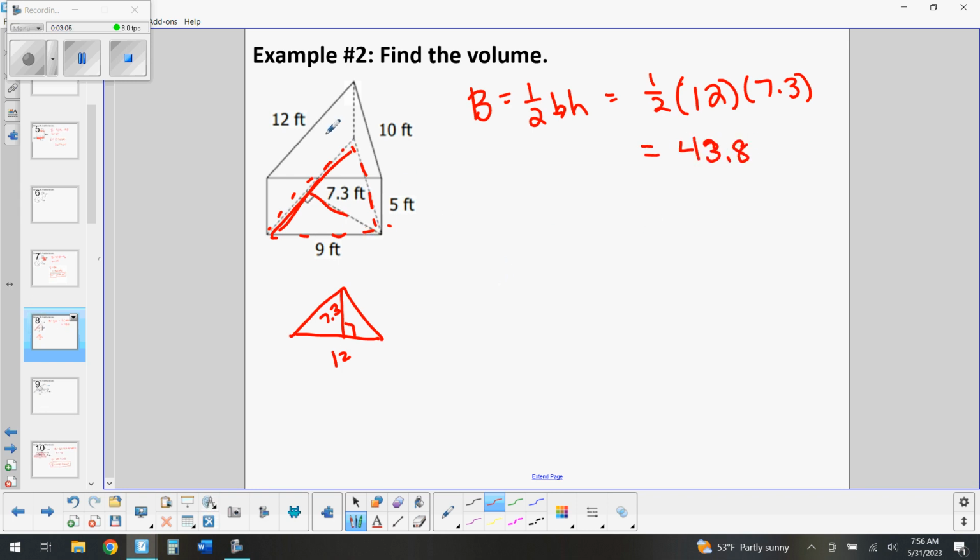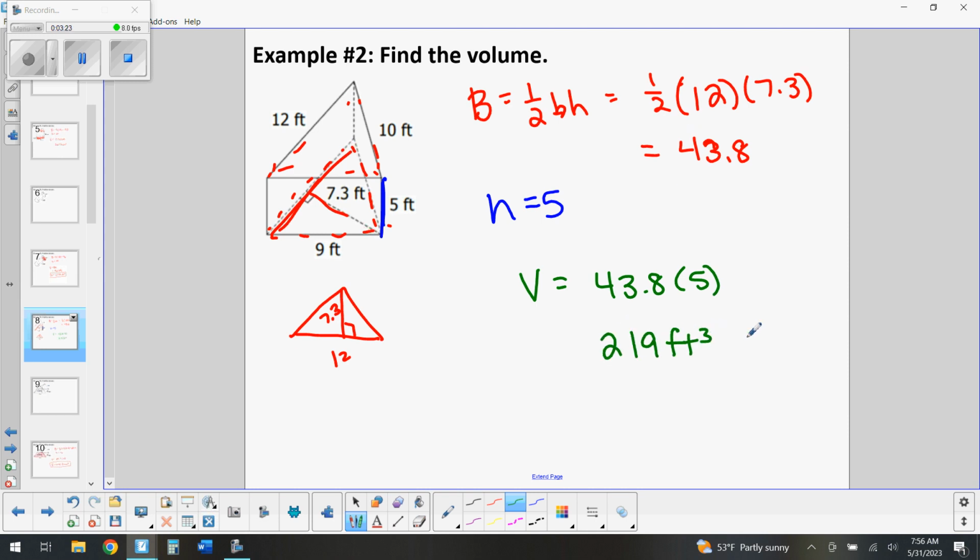The height, which is then the distance between the bases, if I look here, the height is 5. So my volume is going to be 43.8 times 5, and I get a total volume of 219 cubic feet.